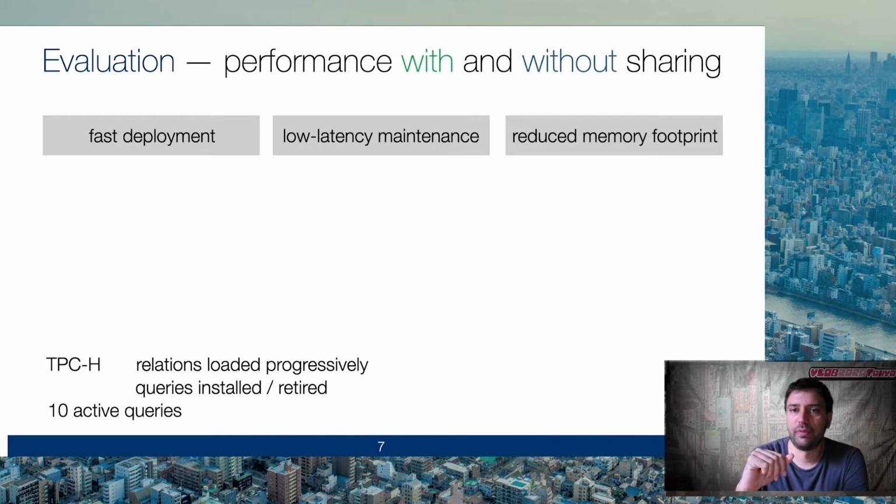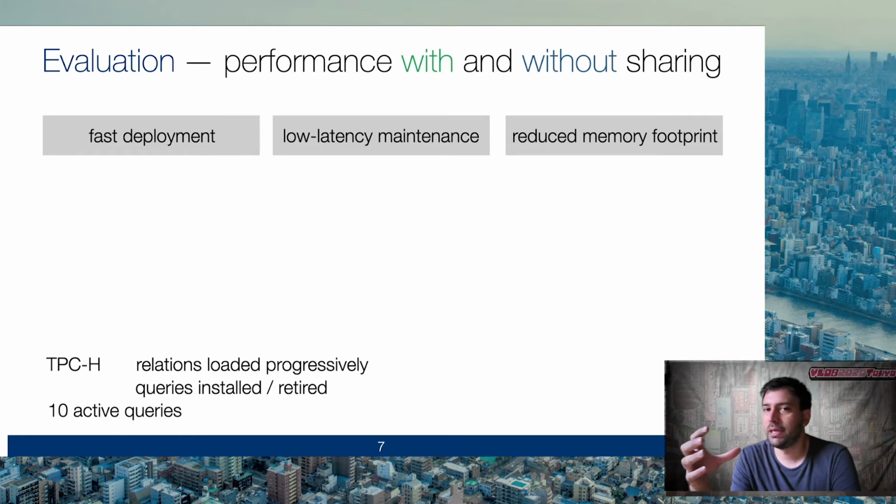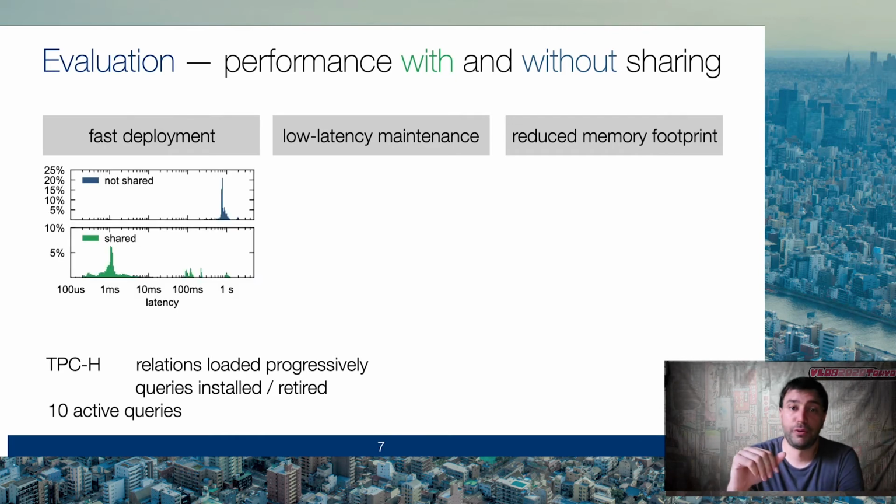We will check that arrangements improve the latency for deploying new queries and obtaining first results, that they enable low latency maintenance as new data arrives, and that they reduce the memory footprint when many concurrent queries can share the same indices. Our first experiment is based on TPCH. We use a setup in which the 8 relations in TPCH are loaded progressively, one record at a time. We interactively deploy and retire queries while the relations are loading, and we make sure that 10 queries are active concurrently at any time. To evaluate the deployment of new queries, we measure the latency between the time a query is installed and when the initial result is returned.